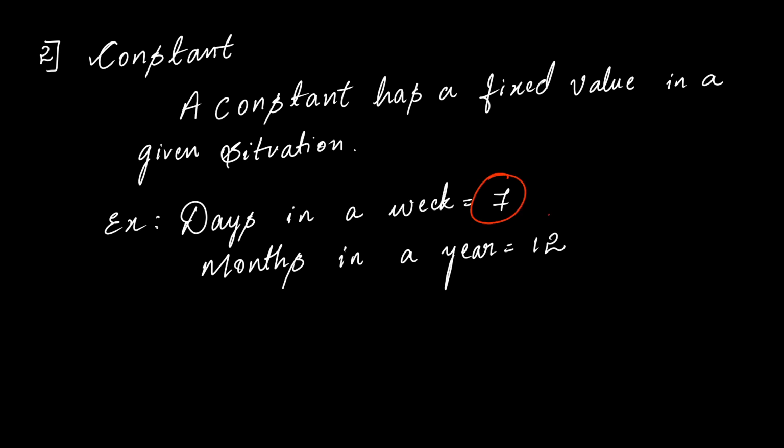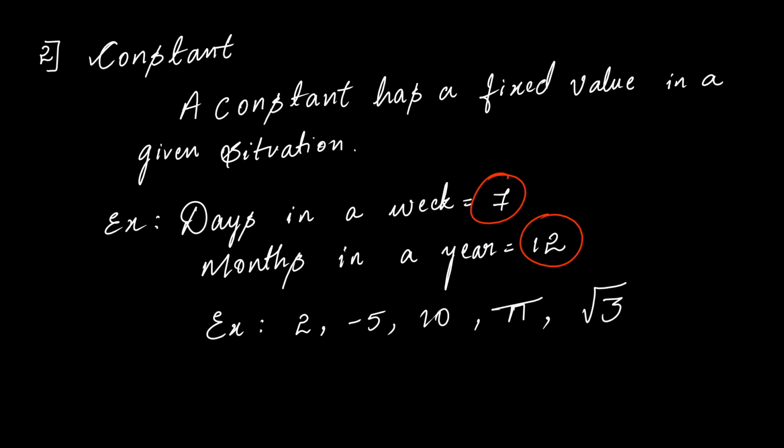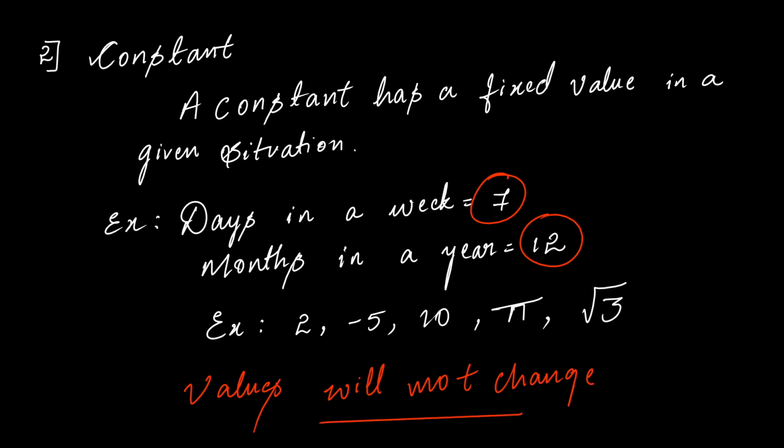It doesn't change. 2, minus 5, 10, pi, root of 3 are examples of constants. If you take number 2, in India we call it number 2. In America we call it number 2. It has not changed. It is always the same. It does not vary. Similarly for minus 5. Here we call it minus 5, in America we call it minus 5, and in Pakistan we call it minus 5. The value does not change. So these are called constants.